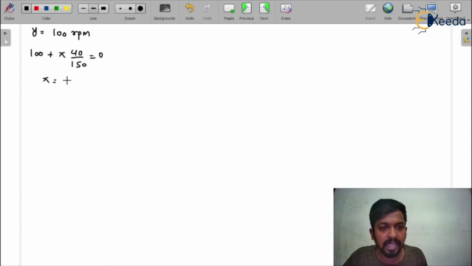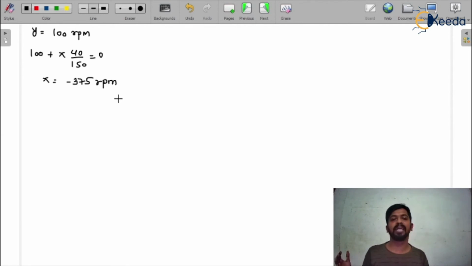When you solve this, you will get the value of x, that would be minus 375 rpm. As we have assumed that plus denotes the clockwise direction, minus denotes the anti-clockwise direction. So that means x value is minus 375 rpm, where minus denotes the anti-clockwise direction.